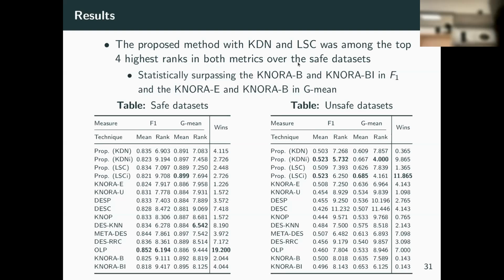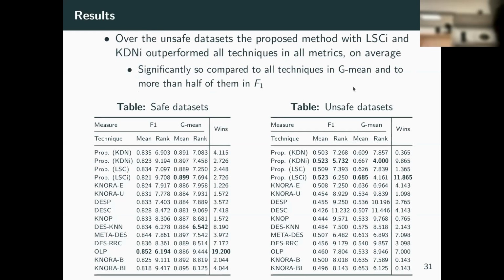Performing a Wilcoxon signed rank test pairwise from our techniques to all others, our techniques surpassed the KNR-B and KNR-BI in F1, and the KNR-E and KNR-B in G-mean. For the unsafe data sets, our technique actually was much better. The adapted measures actually provide an improvement overall, outperforming all techniques. And in terms of G-mean, it was statistically superior to all techniques investigated.